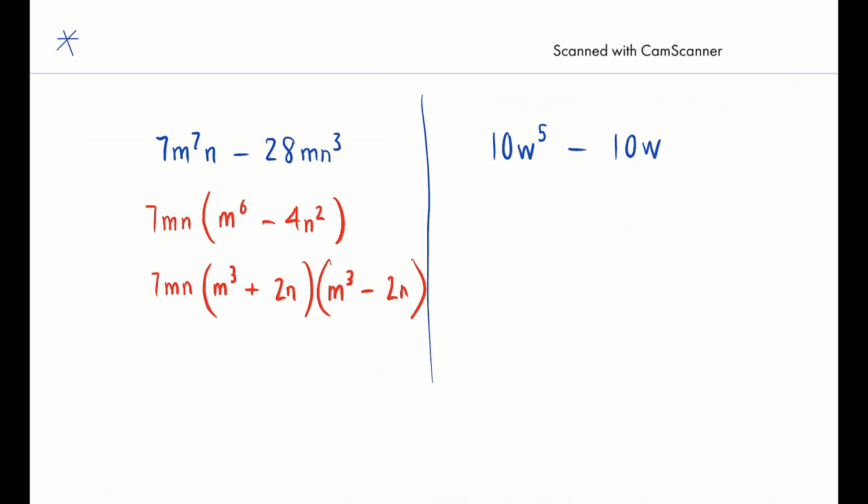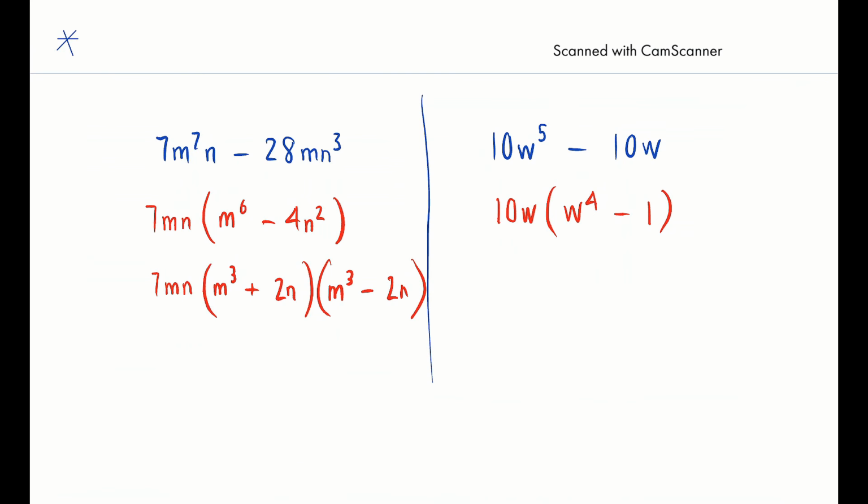Okay, last one. I know for sure over here I can pull out a 10. Look, they're both 10. Now, one of them has w to the 5th. One of them only has w to the 1st. So I'm going to pull out w to the 1st. Well, 10 divided by 10 cancels. W to the 5th divided by w to the 1st becomes w to the 4th. And then negative 10 divided by 10 is negative 1. And the w's cancel. So here we're left, for sure, with difference of squares.